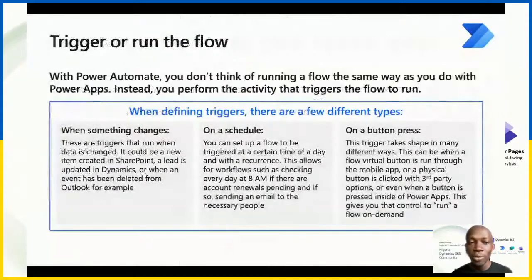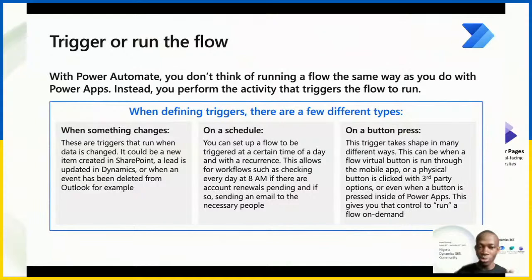When defining triggers, there are a few different types. With Power Automate, you don't think of running a flow the same way as you do with Power Apps. You don't necessarily have to open the flow the way you open Power Apps and click on the button or type to complete the form. You don't necessarily have to do that. So, when defining triggers, there are a few different types.